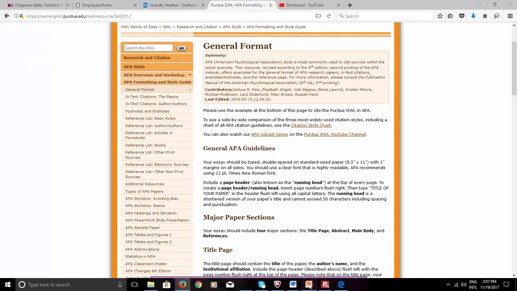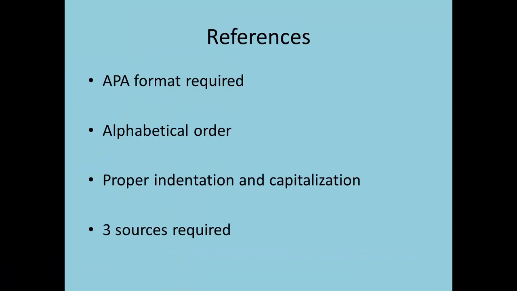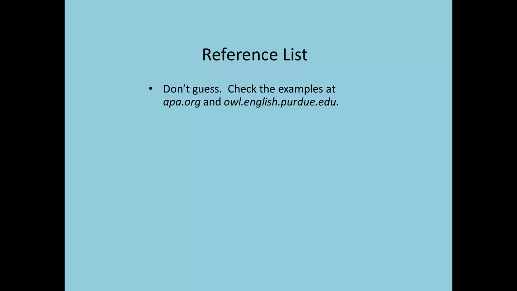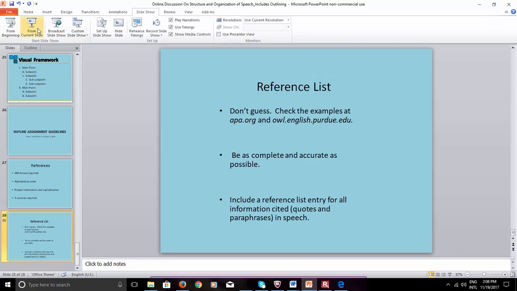Once you've done that, remember 3 are required. I ask that you don't guess, so check all the support that's given to you. You've got OWL at Purdue, you've got examples given in that particular lesson for you. Check those out. Be as complete and accurate as possible, and include a reference list entry for all information cited in your presentation. Remember, I'm looking for a minimum of 3, and your textbook should be one of them.